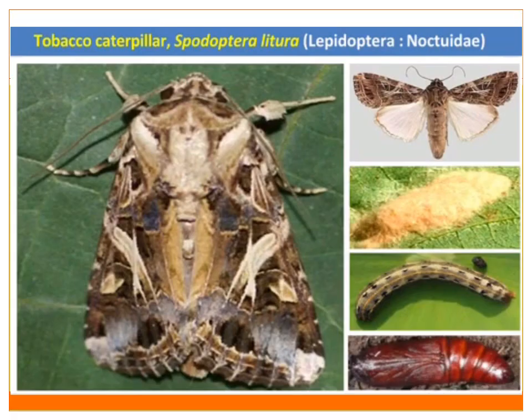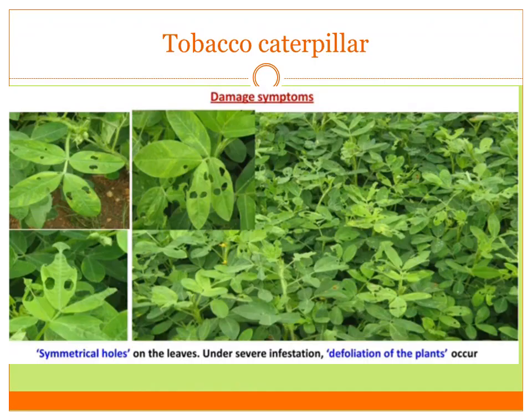Next is the tobacco caterpillar or Spodoptera litura. This is the adult. On the upper right photo is the adult and the pupa and the larvae and the egg. This photo shows the damage symptoms, which are symmetrical holes on the leaves. Under severe infestation, defoliation of the plants occurs. Makita nyo, may mga butas-butas yung ating mga leaves.